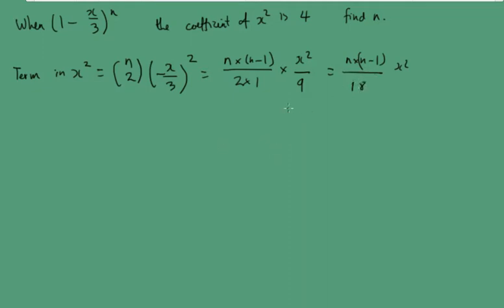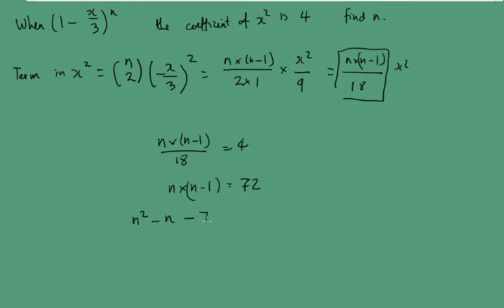Now, we know the coefficient is 4, so this is the coefficient, so let's take this here. But n times (n minus 1) is 72. So let's expand this out. Minus n, we're going to bring this over here, so we get a quadratic equation equals 0. And now we're going to solve the quadratic equation. So we'll have (n minus 9)(n plus 8). So n can be 9 or n can be minus 8. Now, n has to be positive, so n must be 9. Therefore, n equals 9 because it's a positive integer.